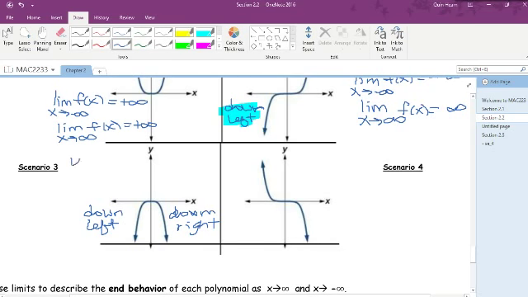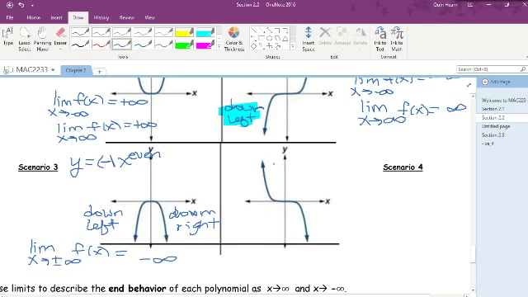So this is the case where we have y equals a negative coefficient times x to an even power, because they're both pointing the same direction. It's got an even power. So for this one, both the limits as x goes to positive and negative infinity of f of x are both negative infinity. It goes down on both sides.